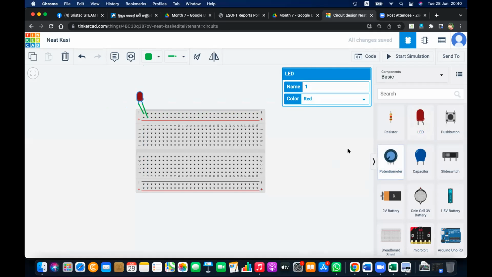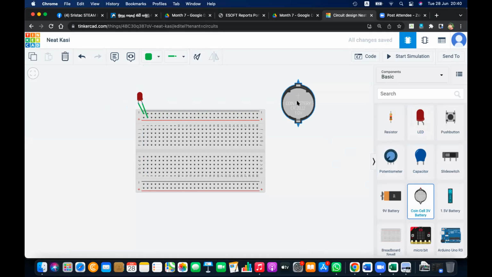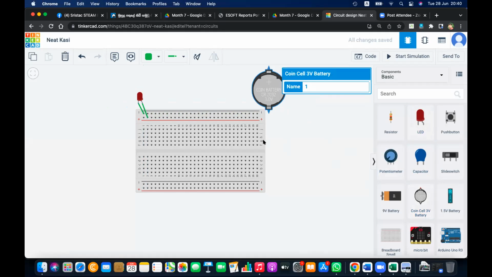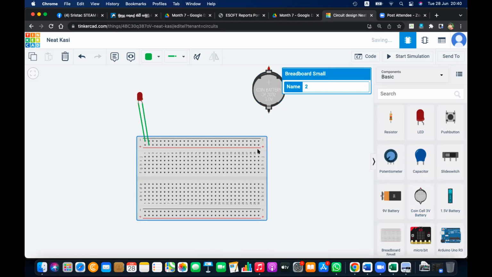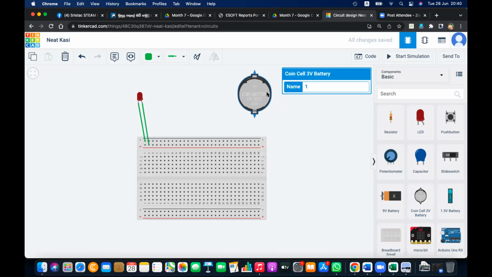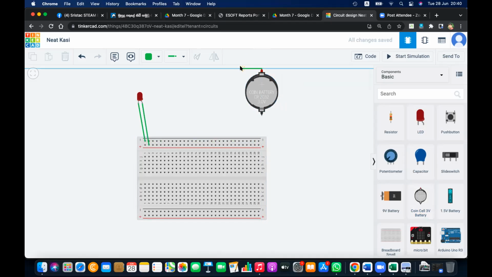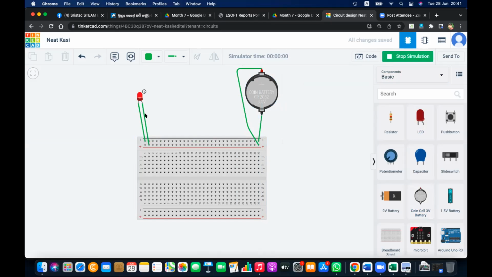I'm taking a battery, a coin cell, this one. Again, the plus and minus. I'll connect plus to the plus, then the minus. Okay, if I play this, you can see the bulb light up, because this minus is connected to the bulb minus, and plus is connected to the bulb plus, and it will light up.